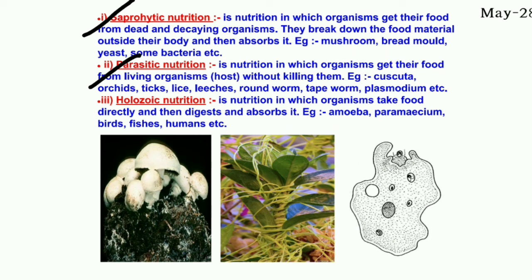Holozoic mode of nutrition, what is it? It is the mode of nutrition where the organism takes the food directly and then digests it, means breaks it down, and then absorbs it. Examples: human beings, fishes, birds, amoeba, paramecium. All these are the organisms that can do the holozoic mode of nutrition.